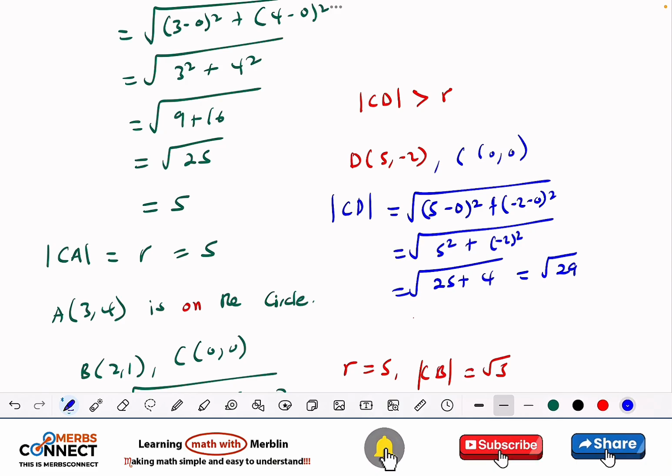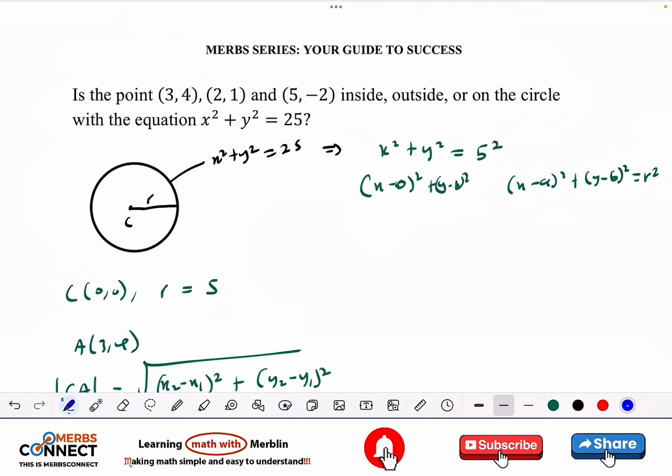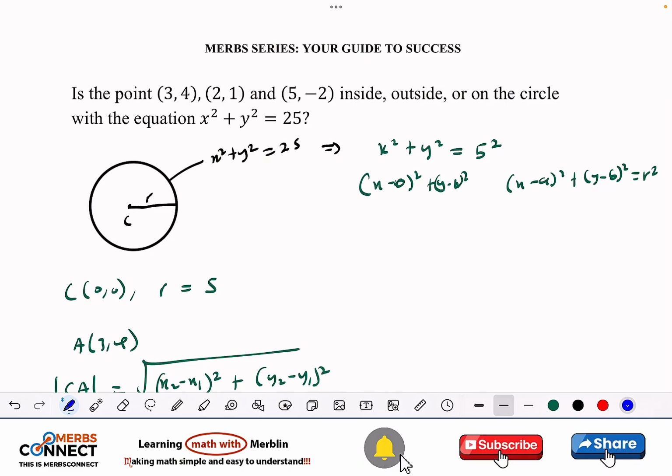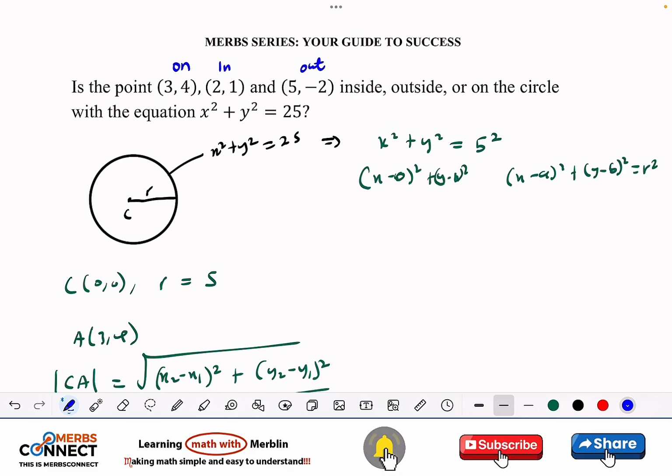So now we can conclude that this is outside. We are outside the circle. Good. So the first point here was on, this one was in, and this one was out. So that was what we had. Let's use the shortcut. Somebody's saying that maybe let's use the shortcut. Okay, let's do the shortcut.